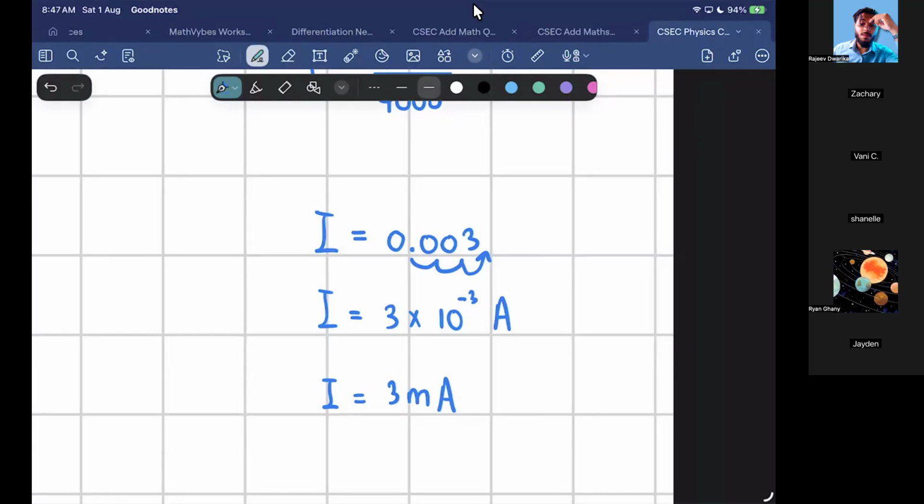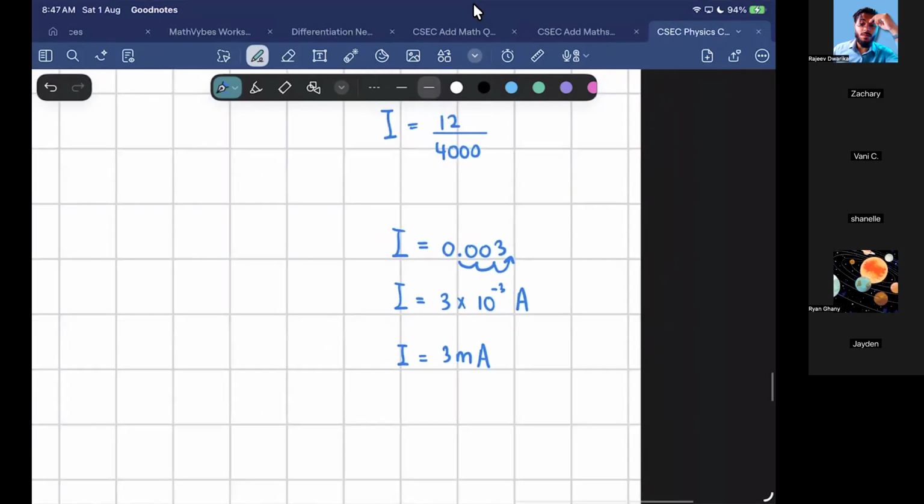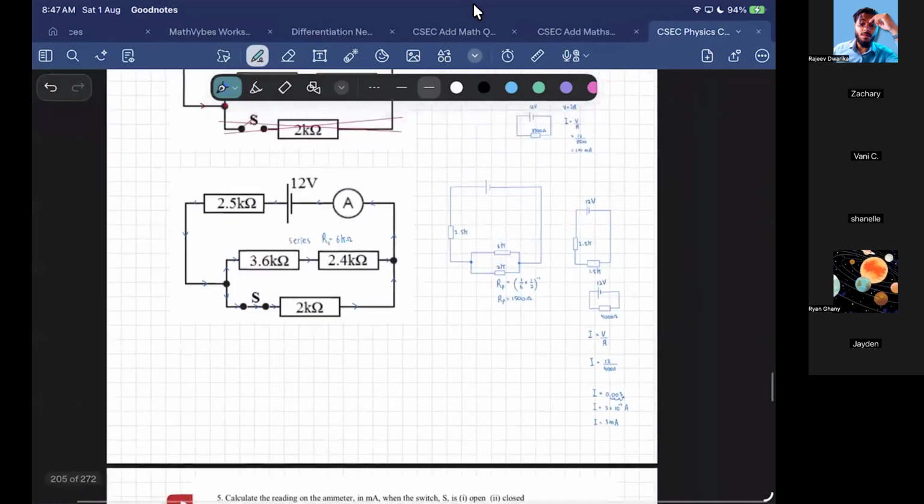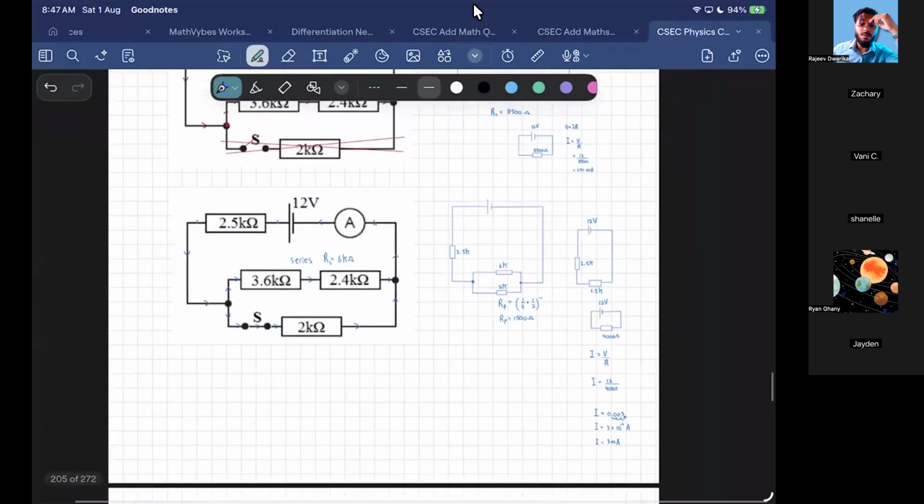Guys, are they okay or no? Ryan, talk to me. Let me know. You wouldn't make that mistake again, right? When it comes to standard form and prefixes, 10 to the power negative 3 is always milli. Are you ready to move on? Yes, sir. Okay. Cool. That's the answer for both questions. I don't think that was that hard.